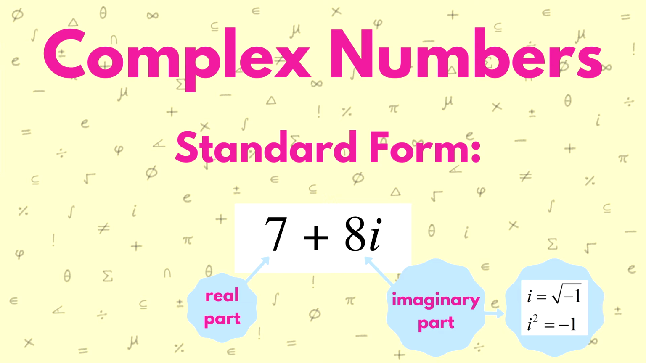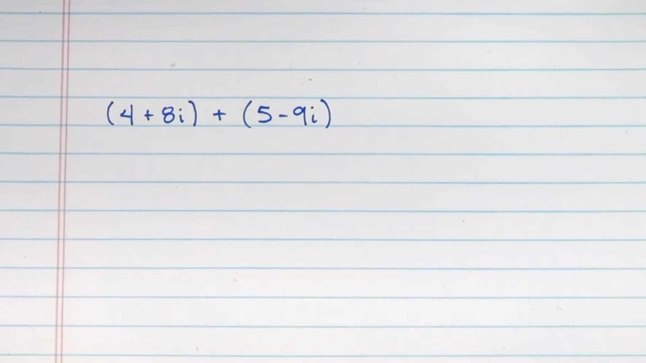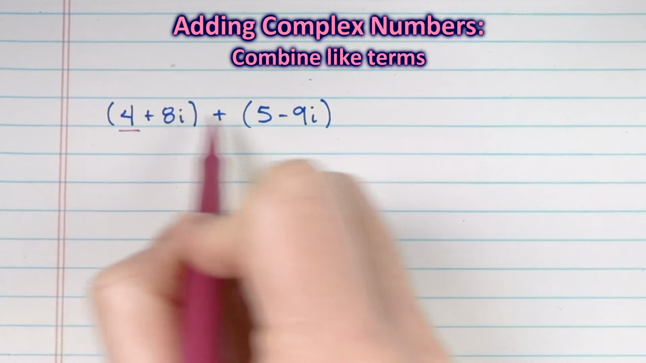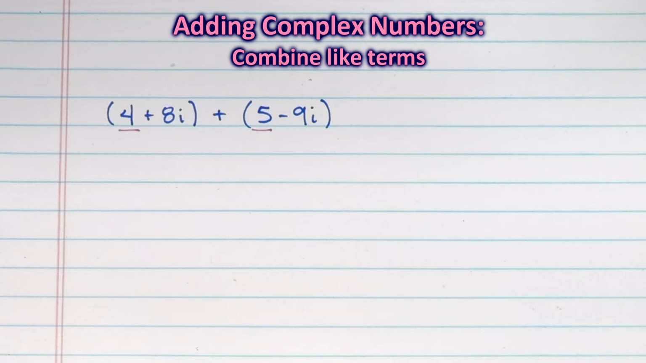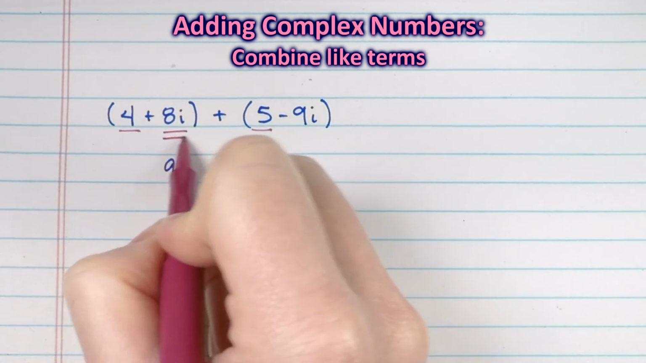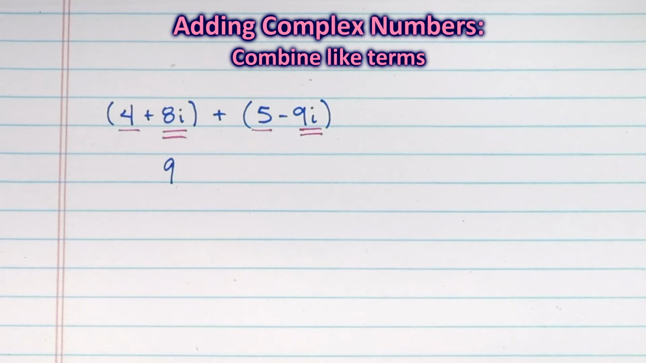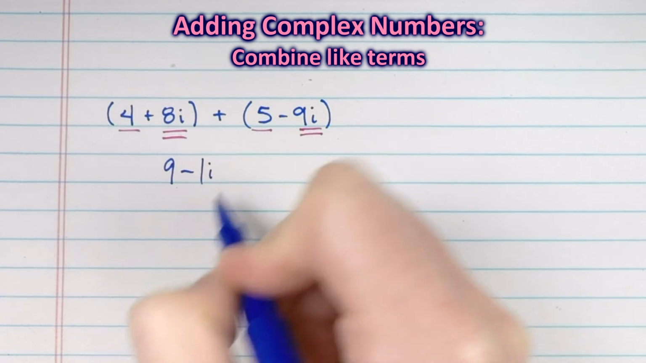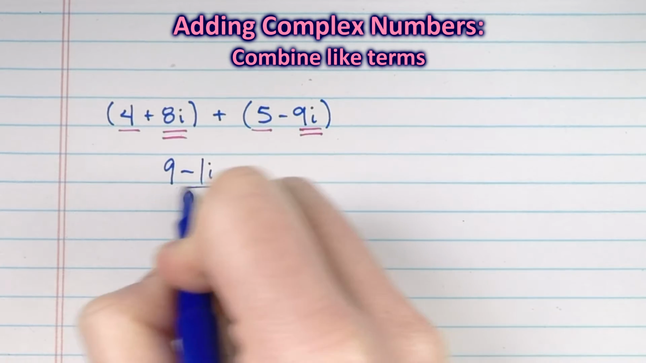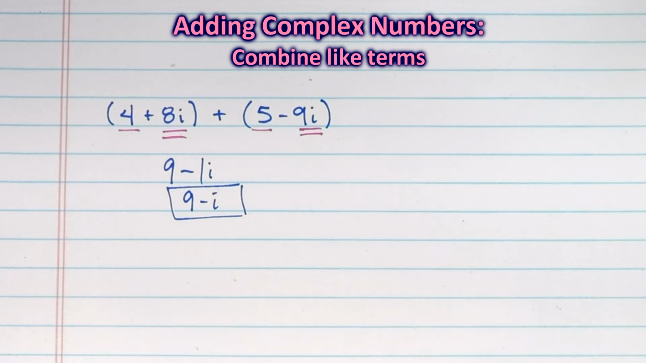Let's start with how to add and subtract complex numbers. Here's an example of two complex numbers being added. Now adding them is really easy, you're basically just combining like terms. So if I combine the real numbers, the 4 and the 5, those add up to 9. And if I combine the imaginary parts, this 8i and -9i, those would add up to -1i, which I'm just going to write as 9 minus i. So adding complex numbers is really easy.